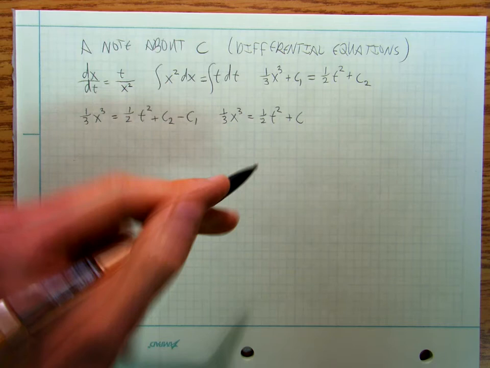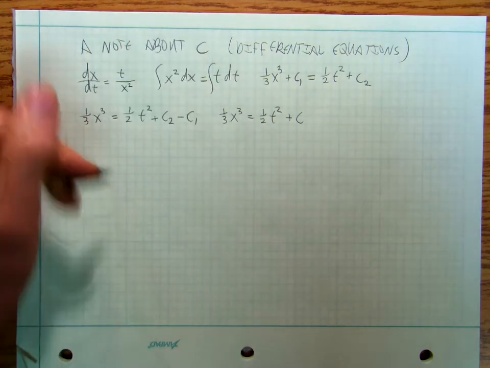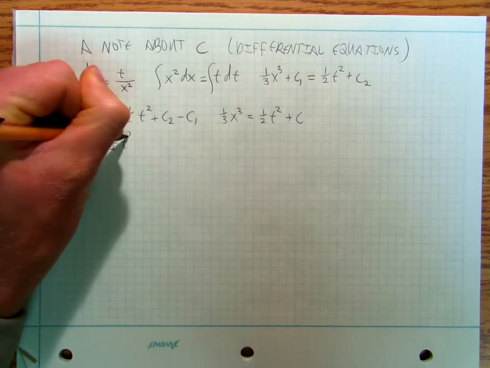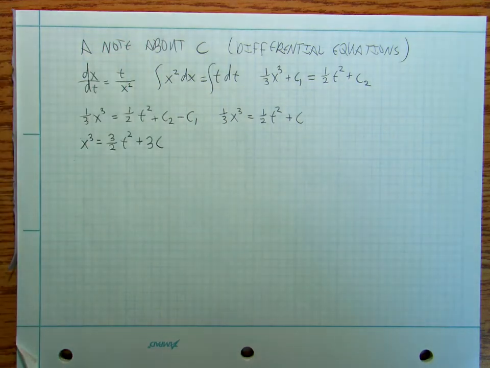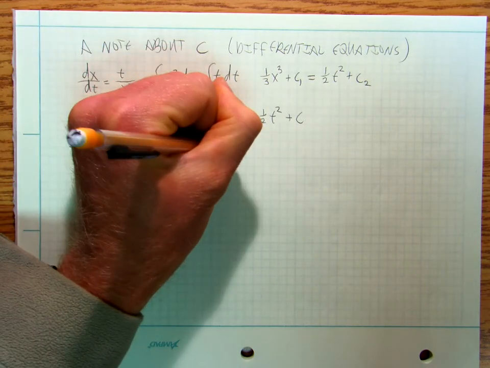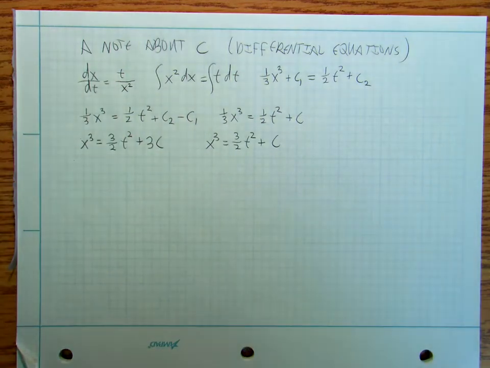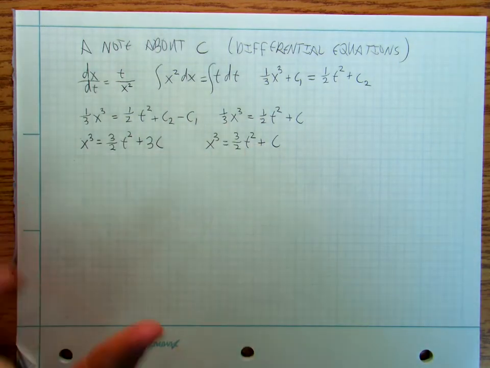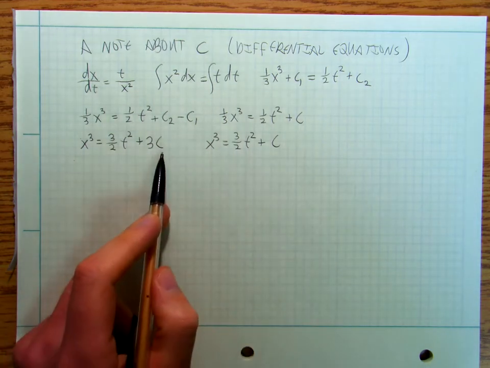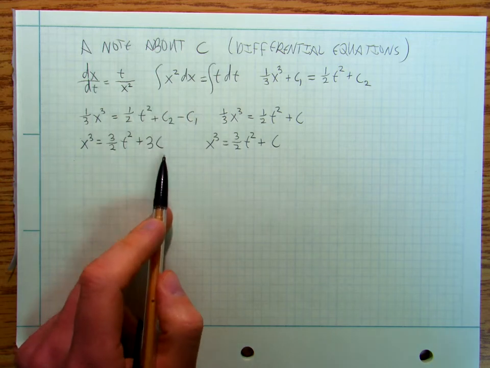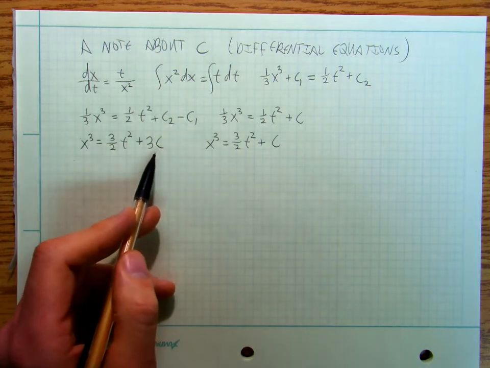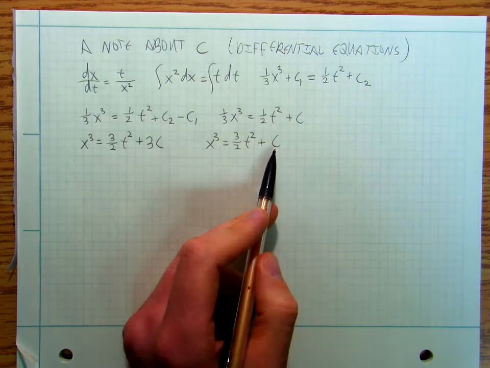Then the next thing I'm going to do is multiply both sides by 3. So I'm going to get x cubed is equal to 3/2 t squared plus 3c. But then I'm going to write that as x cubed is equal to 3/2 t squared plus c. And you go, wait a second, where'd the 3 go? Well, remember, once again, c is an unknown constant. When I multiply c by 3, I get an unknown constant.